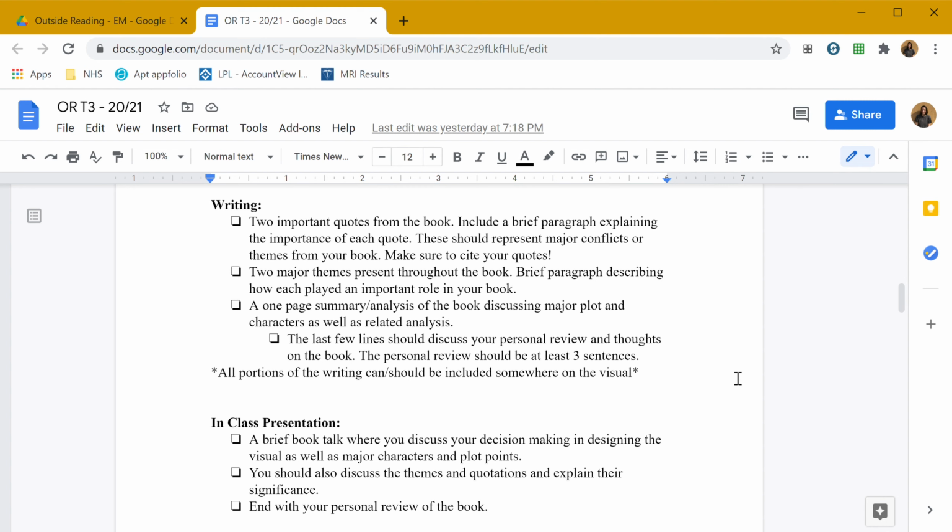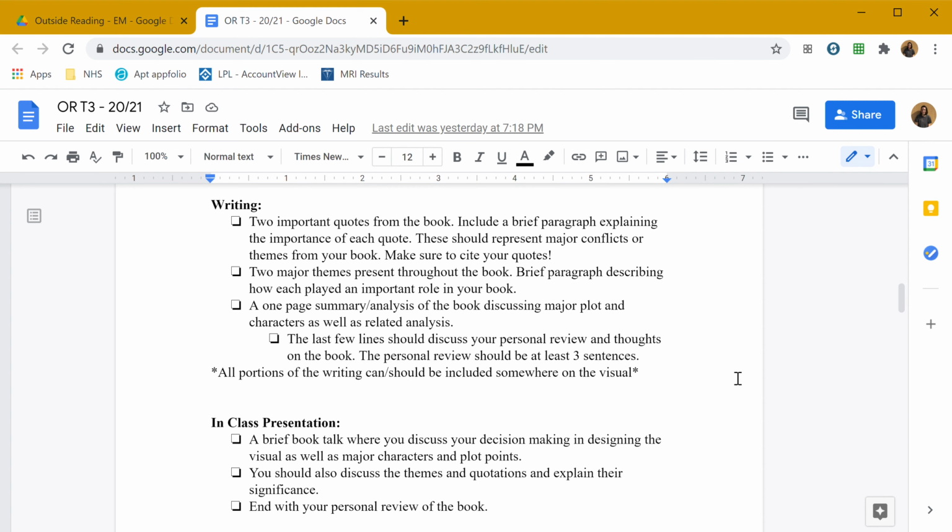So basically what you're going for in terms of the writing at the end is that you are eventually going to pick out two important quotes from your book, and you're going to include a brief paragraph that explains the importance of each quote. So you would have two different paragraphs related to two different quotes, and they usually relate to some major conflicts or themes, and you would just pick out any.